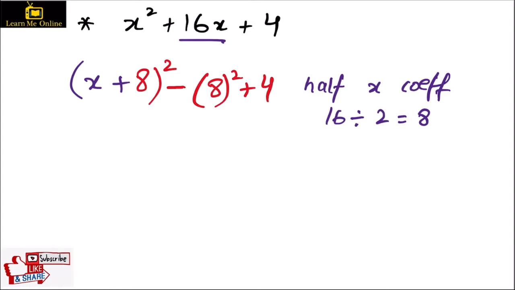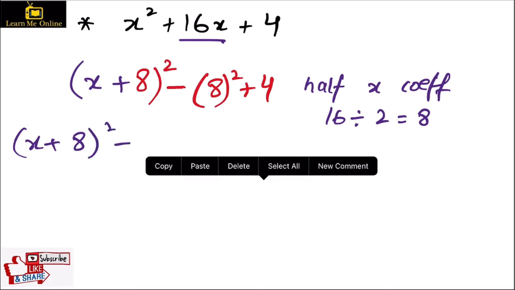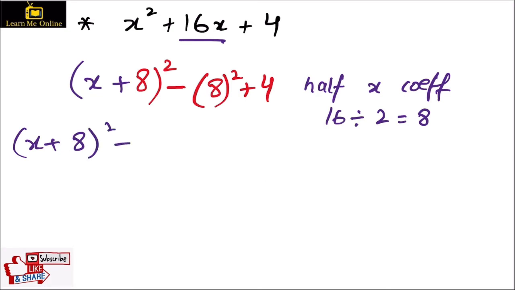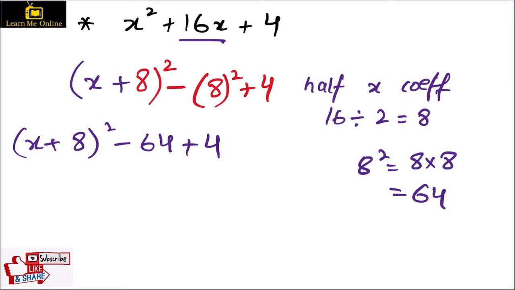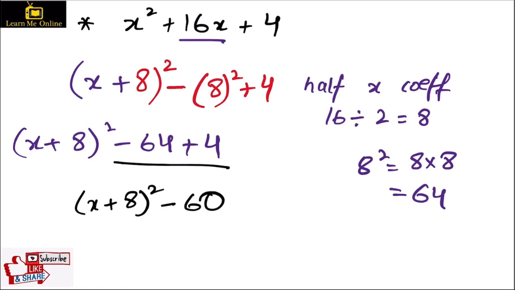We're going to do the simplification part now. So we keep (x plus 8) whole squared. Then minus 64, which is 8 times 8. So we know that 8 squared is the same as 8 times 8, and that would equal 64. So this would be 64 plus 4. You do the simplification by simplifying these numbers together. So you get (x plus 8) whole squared. When you do minus 64 plus 4, it would be minus 60. And this is your factorization of x squared plus 16x plus 4.